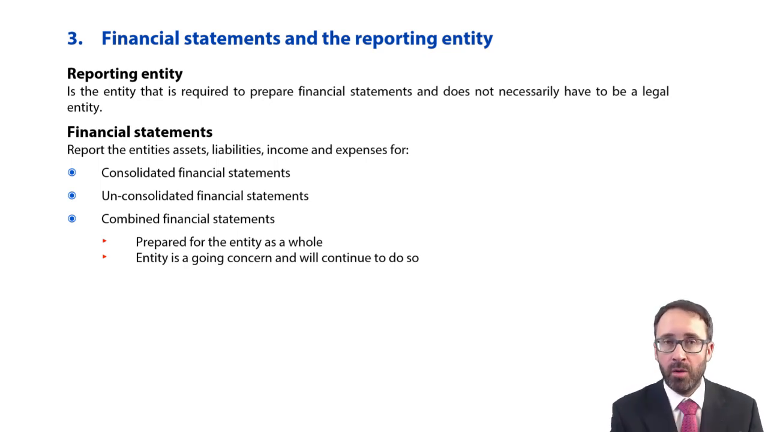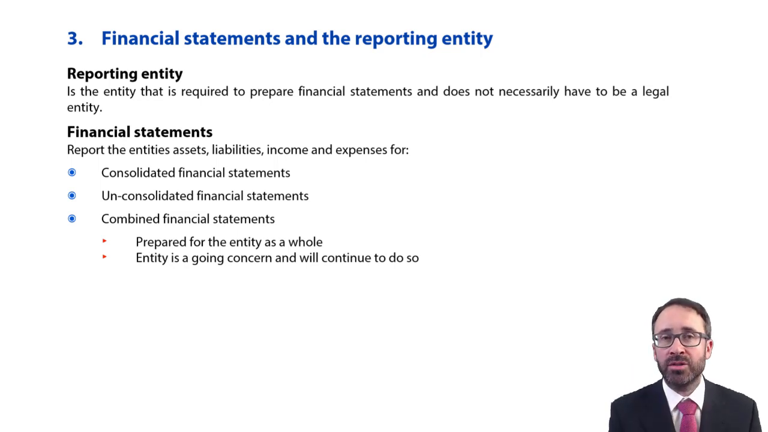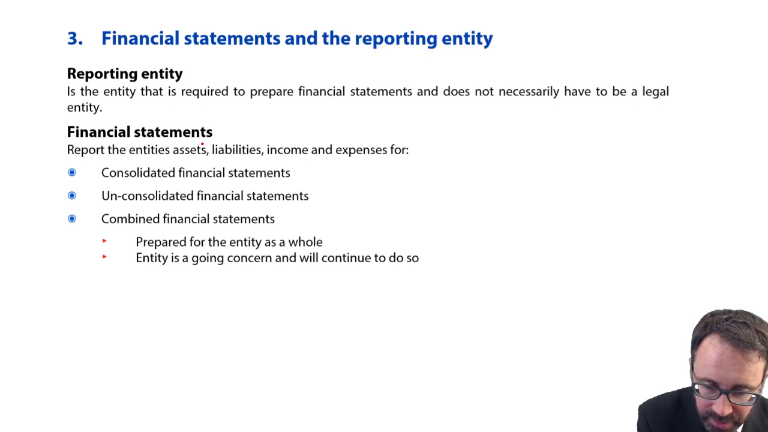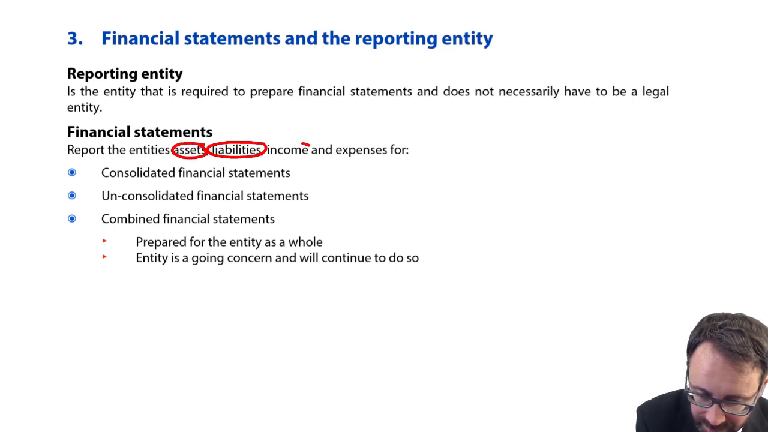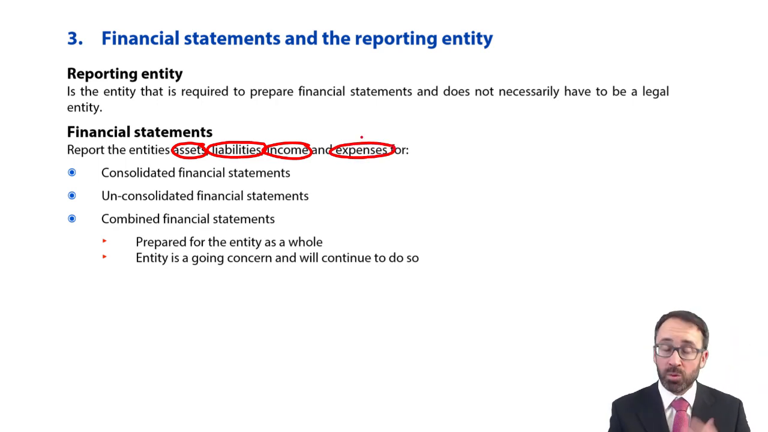So when you're preparing a set of financial statements, the reason why you are preparing them is because you are a reporting entity. You are trying to give financial information to the users of the accounts to help them make improved decisions. So those financial statements, what should they include? Very simple. Based upon what you've seen in financial accounting, the reporting entity reports the entity's assets, liabilities, income, and expenses. It's what we've seen, isn't it?